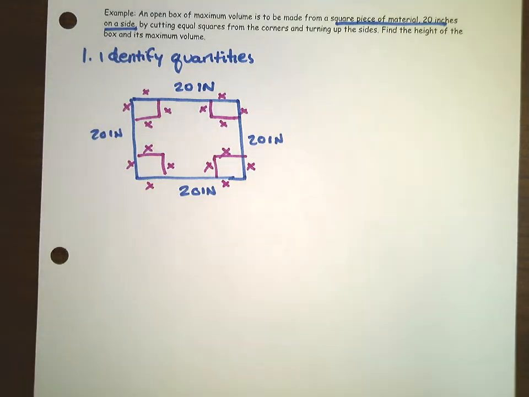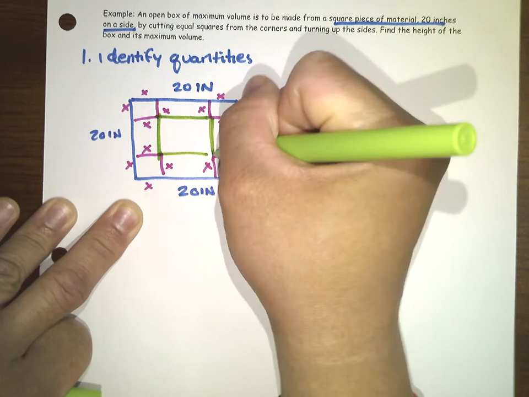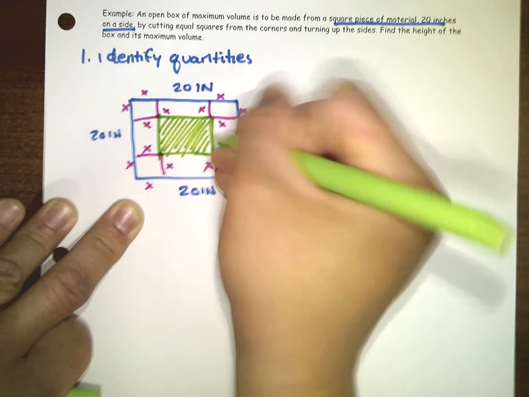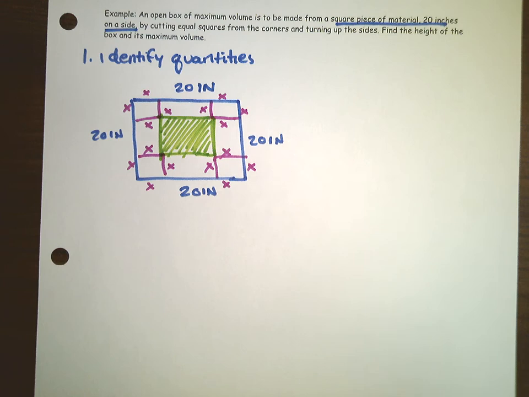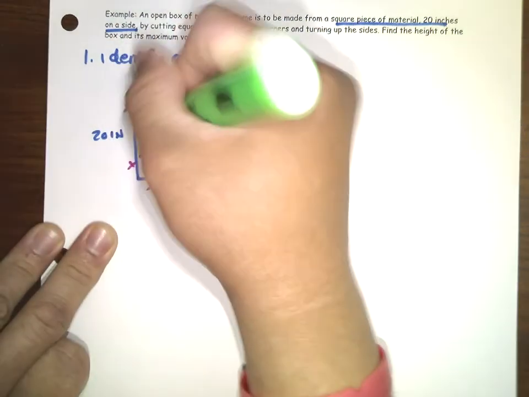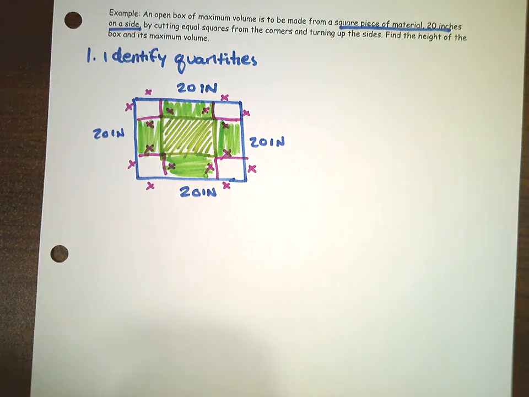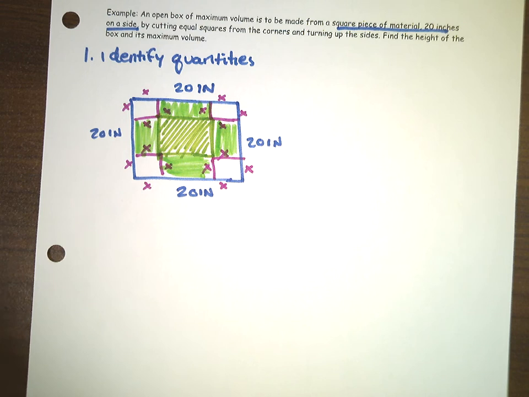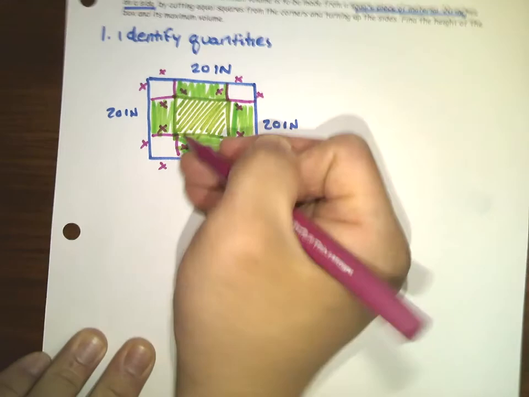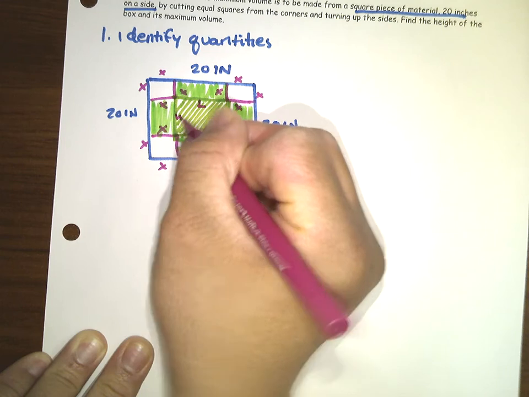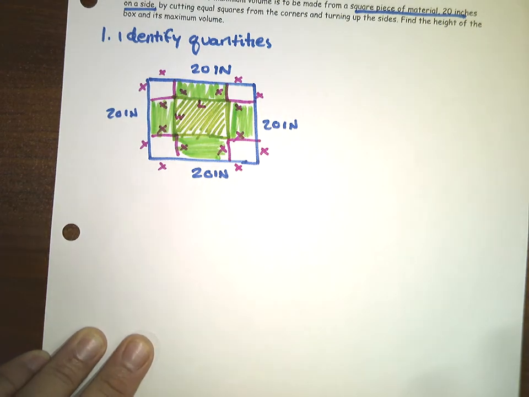All right, so now you can see, hopefully, a visualization of this would be that this is actually the bottom of the box right here. All right, so this right here is the bottom of the box, and then you're going to fold up this part right here, this part right here, this part right here, and this part right here, so that it is a box. Now, it's not going to have a top to the box, but that's a different issue, all right? So these four corners are gone, though. So what that means is that this is the length and the width of the bottom of the box, and then the x is how tall the box is.